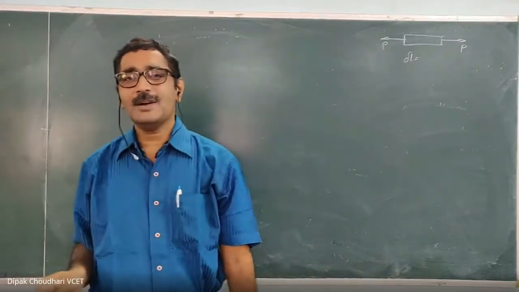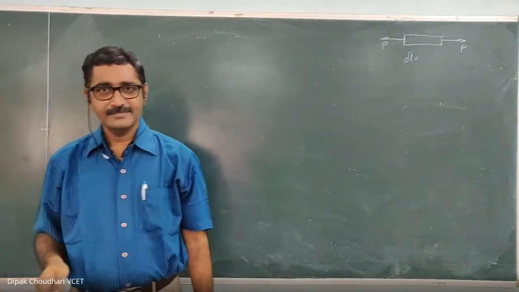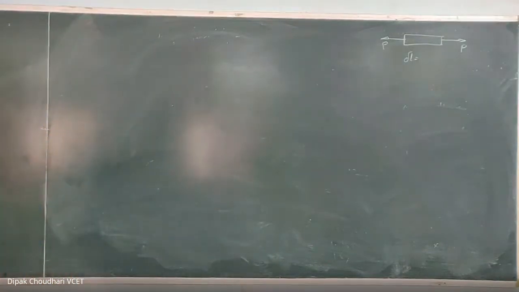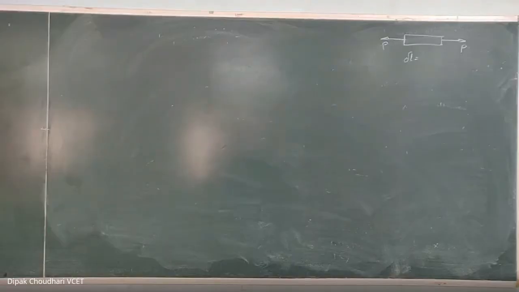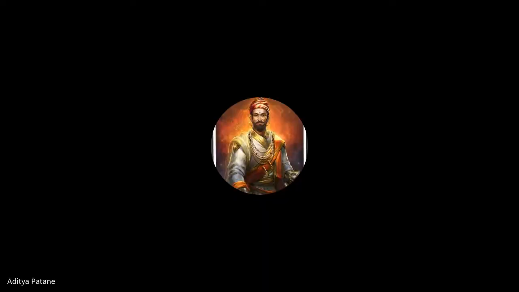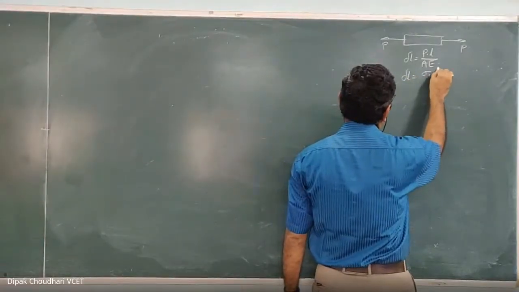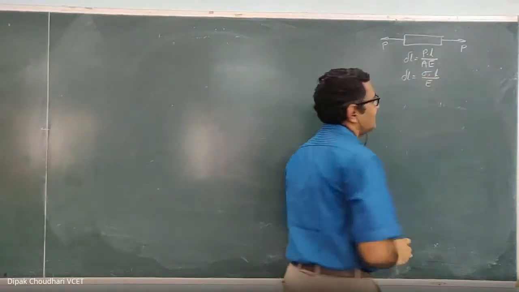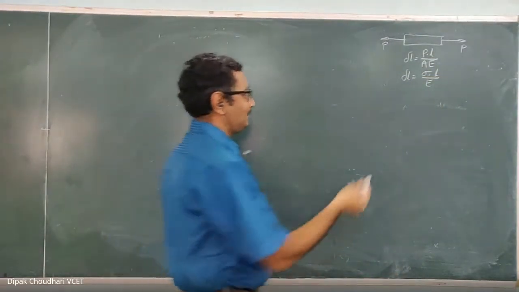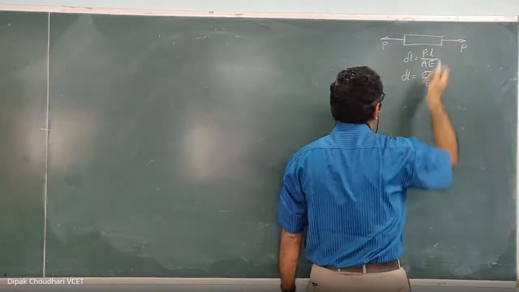Delta L. Come on, fast. Unmute yourself. PL upon AE, in terms of this axial force P. So delta L equals stress into L upon E. This is the same formula written in terms of stress, one and the same thing. So this is the deformation of this material because of the axial force.